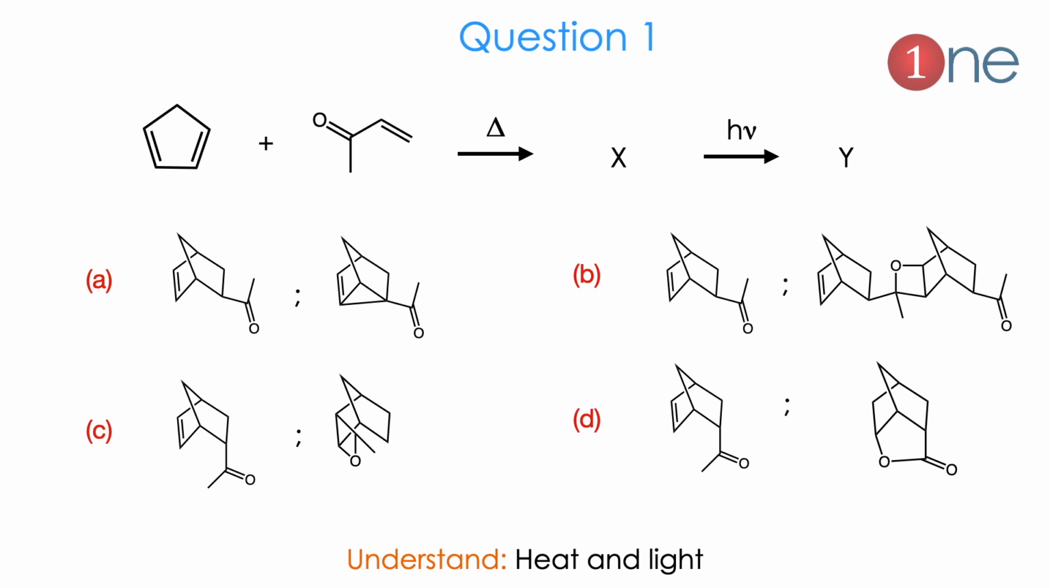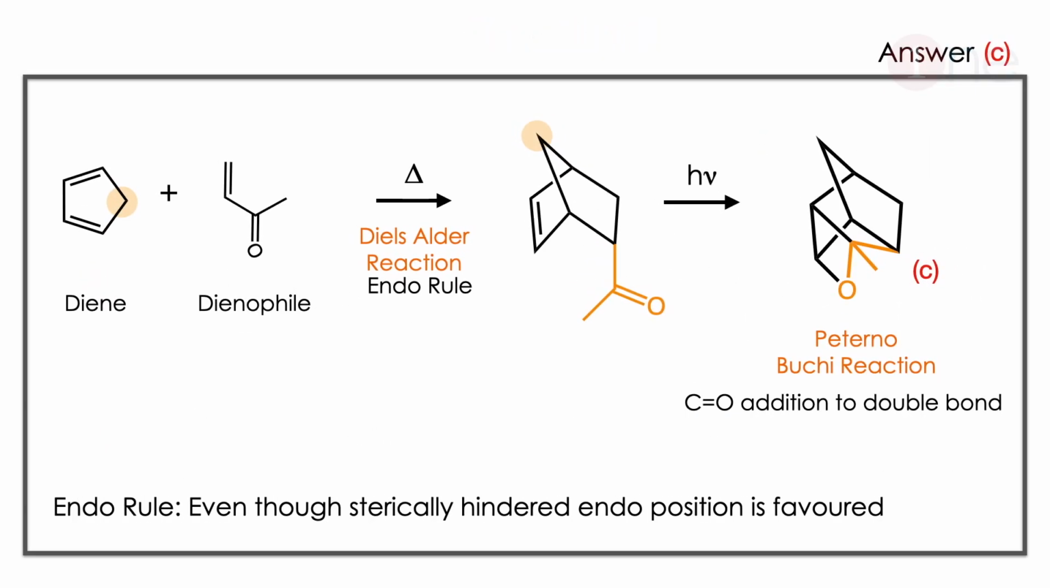Let us see the first question here. Here is the cyclopentadienyl system and the carbonyl system. What will be the products X and Y? There are four possibilities given: the exocyclic attachment, or the ring formation, or a completely new kind of dimer formation. Here you should understand what role heat and light play. The answer is C. Let us see why.